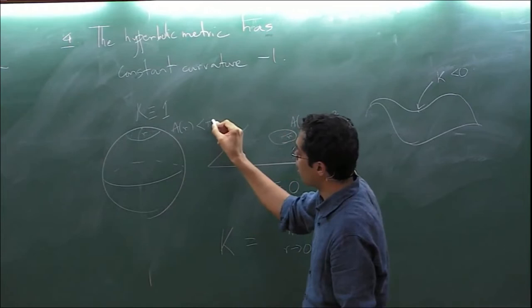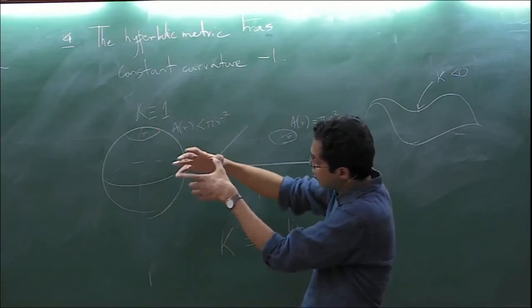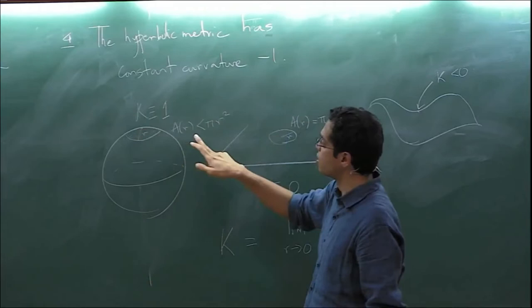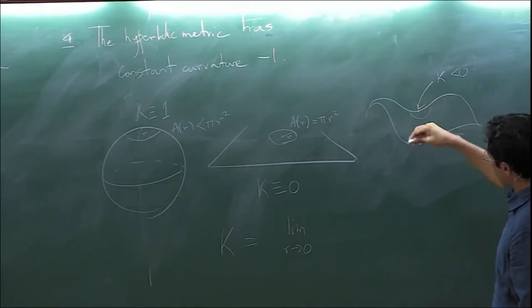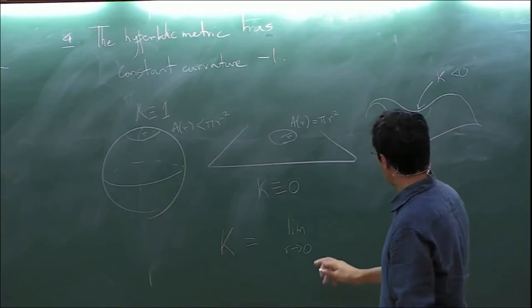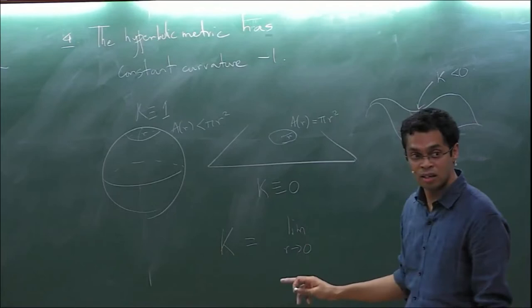So there's a bulge, right? At every point, if you go out a distance r and sweep out a disk of radius r, the area of the disk turns out to be less than pi r squared. And in general, one way of measuring curvature is this deviation from pi r squared.